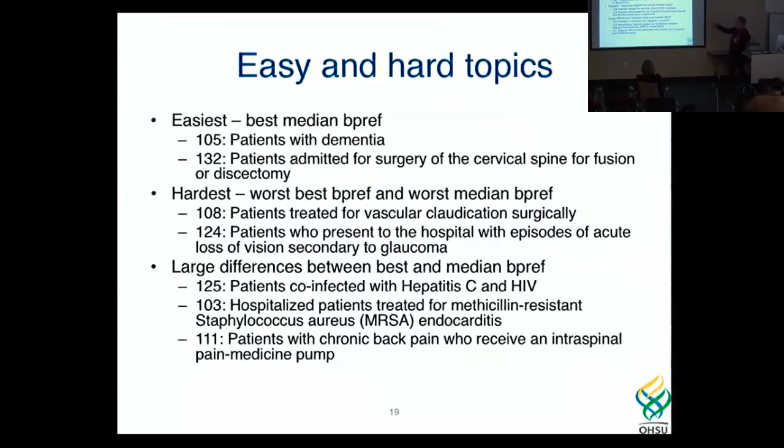Some of them were really hard. So patients treated for vascular claudication, for whatever reason, was a difficult one. Acute vision loss. A lot of times these more complex terms where there are dependencies can be difficult. And then there are also ones where you see a large difference. Some people do well, some people don't do as well. But all of these topics listed here are the things that people were searching on.